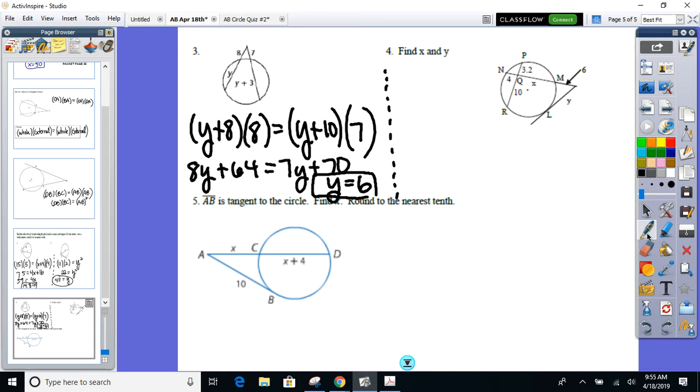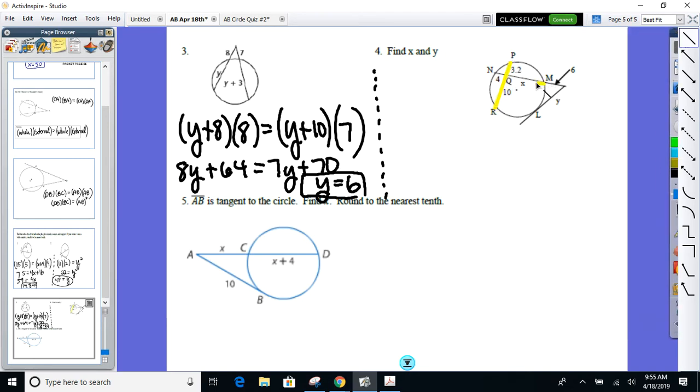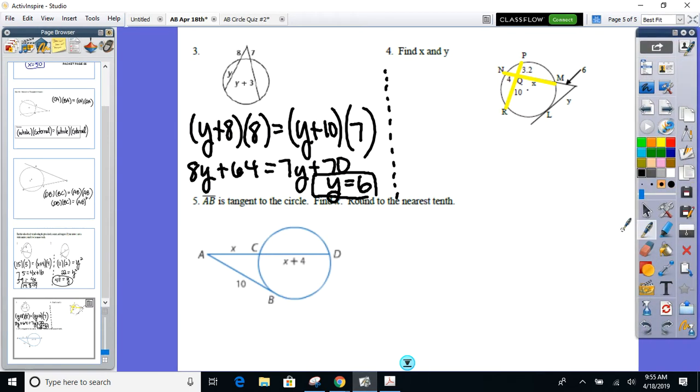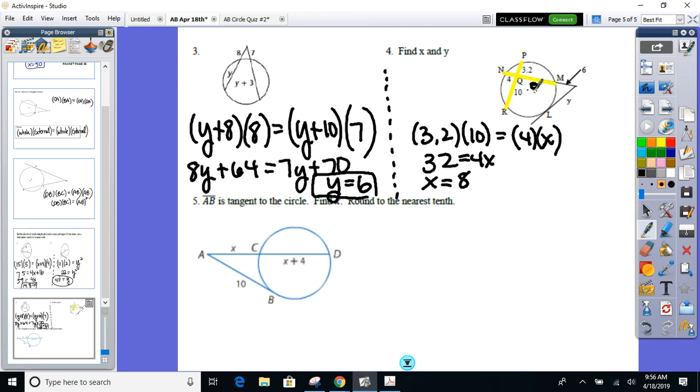There's chords that intersect. This is what we just did on Tuesday. Look, you got RP and you got NM that intersect each other. And we know their parts are equal. So set up something to find x right now. You see the 2 chords that intersect, correct? Name me the 2 parts of one of them. So 3.2 times 10, and what about the other two parts? 4 and x, yep. We see how we're applying some review material here. We just did it 2 days ago. That's how I'm going to find x. 32 equals 4x, x equals 8.